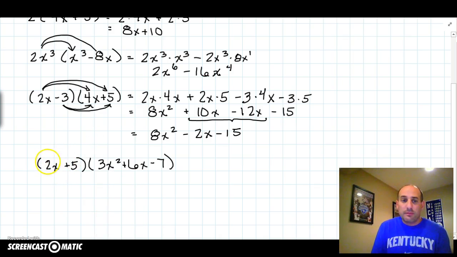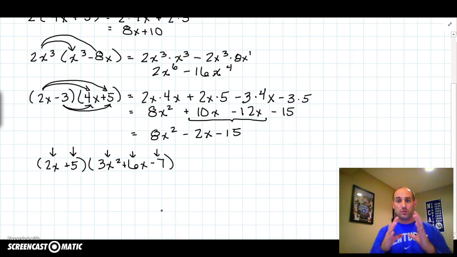Now here's how I'm going to do it. My first term right here is 2x, and my second term is 5. That's the first set of parentheses, which has 2 terms. Then this is a term, this is a term, and this is a term. So I've got 2 things in the first set of parentheses and 3 things in the second set of parentheses. That's going to be 6 multiplication problems all wrapped into one right here when we simplify this.